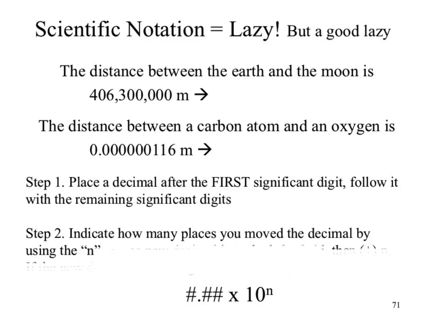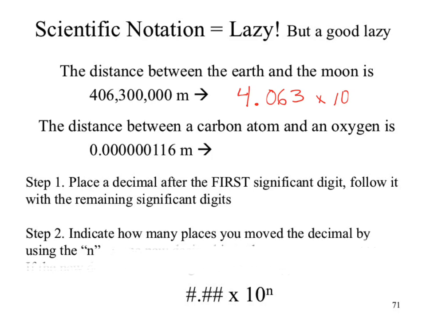There we go. Take a look at an example. The first number, distance between the Earth and the Moon. Our first significant digit is 4. We'll follow it with the rest of our digits. Our decimal point is 0, 6, 3. The other zeros are not significant because no decimal point. I will then do times 10.